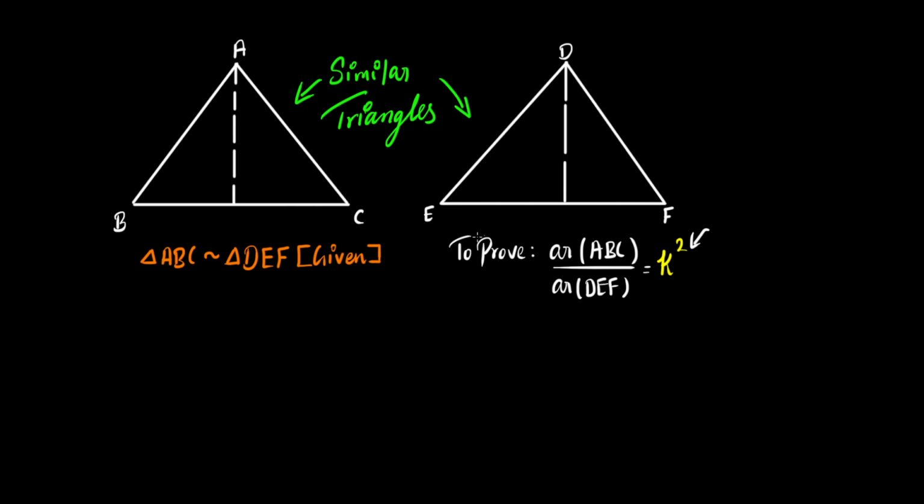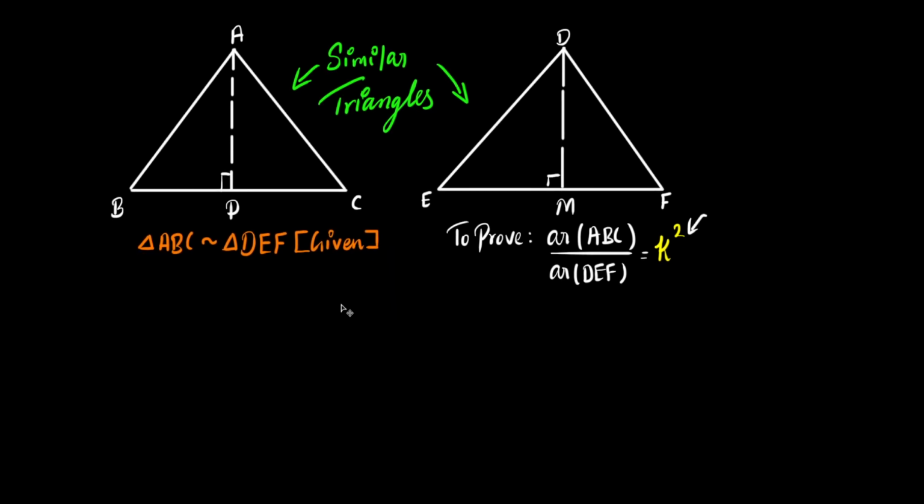Before that, let's give a name to this perpendicular here. It is perpendicular because we are dealing with half times base times height, so we need an altitude which is perpendicular to the base. So let's name this as P, and this one as M. Okay, cool. So let's prove that.